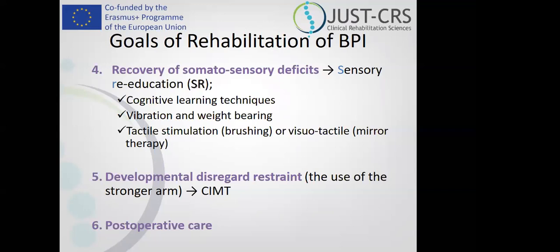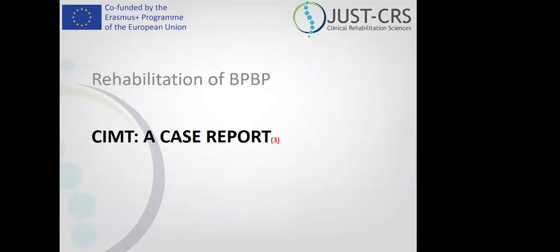Fifth, developmental disregard restraint, which is the use of the stronger arm and neglecting the weaker arm. This can be achieved by using CIMT, which we will discuss in a moment. Sixth is the post-operative care. In the rehabilitation of brachial plexus birth palsies, now we'll discuss the CIMT, which is a case report.